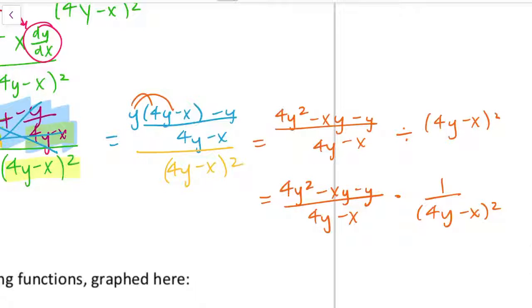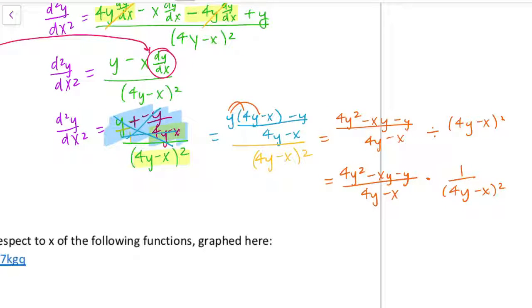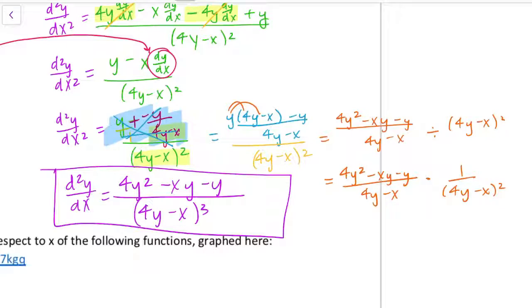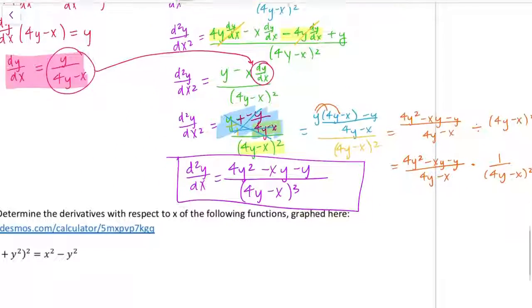So what happens in our denominator? Our final answer for our second derivative is 4y squared minus xy minus y, all over 4y minus x cubed. And there is our second derivative. See, it's not that bad.